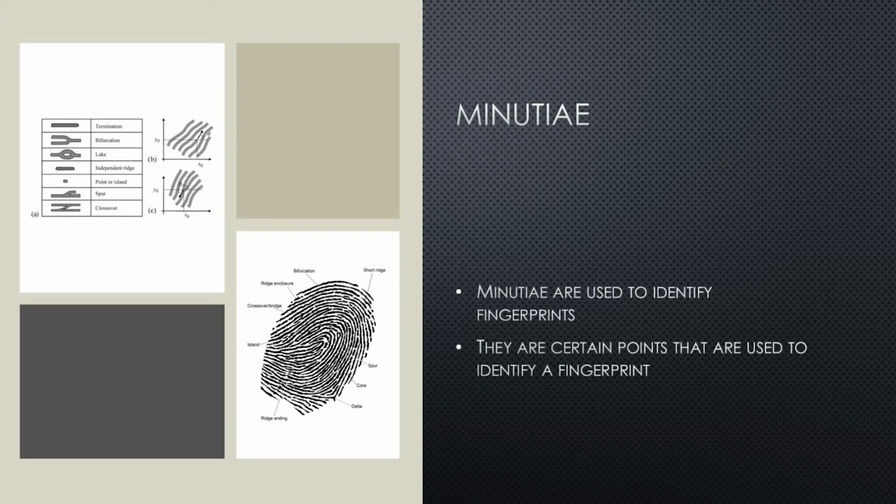So we can use specific patterns in a fingerprint to help identify it. So what we look for is certain points, and those can be used to determine if a fingerprint is a match. So for instance, there may be a termination, or a bifurcation, a lake, an independent ridge, a point or island, a spur, or a crossover. And of course there are more as well, but those are just some of the main ones.